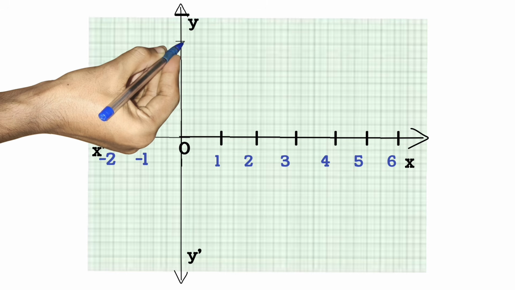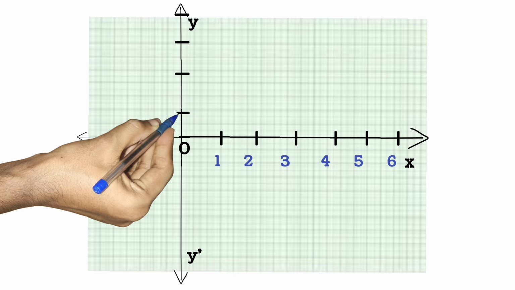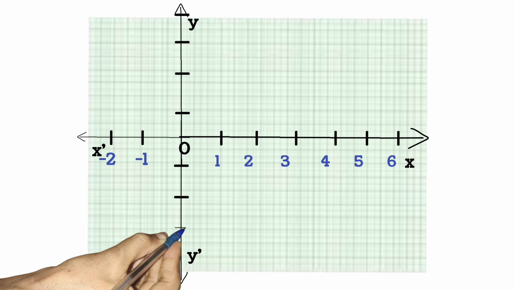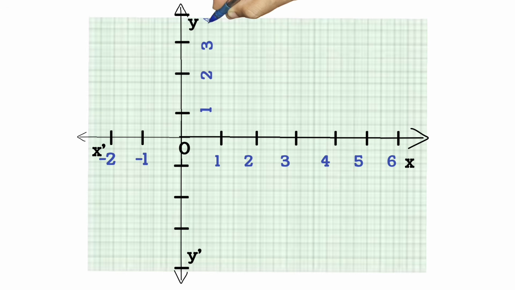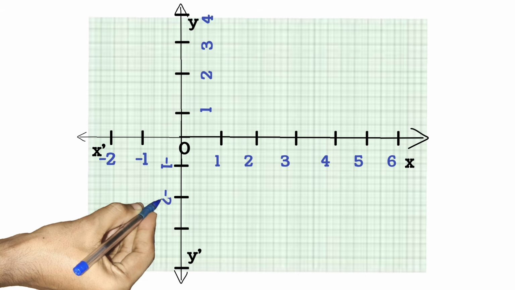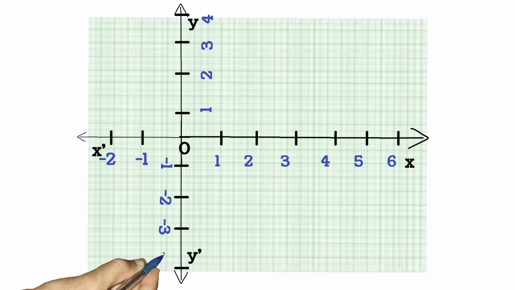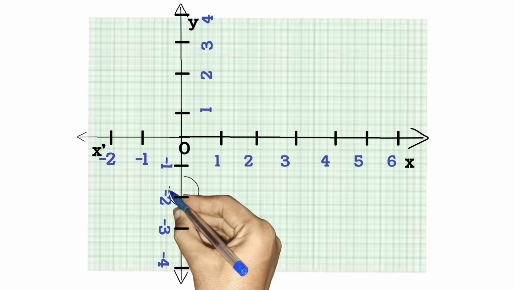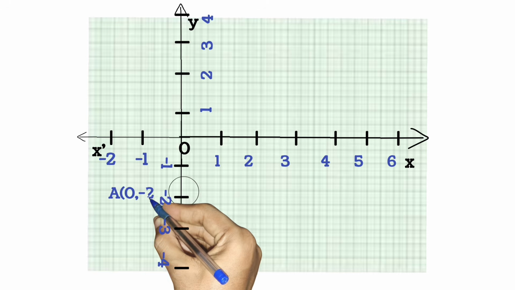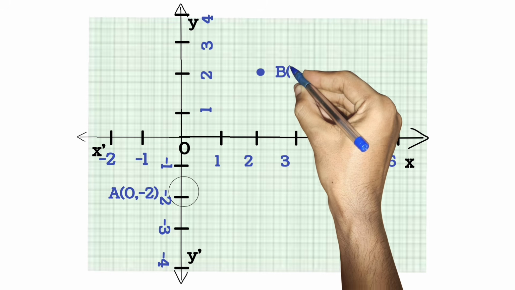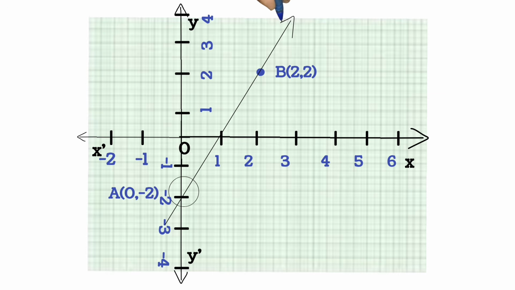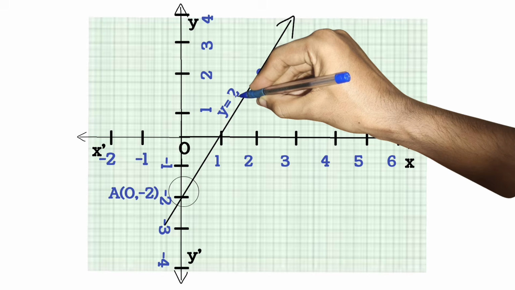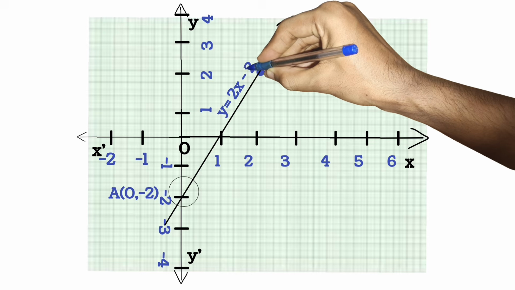Similarly, divide the y-axis with equal divisions of a scale of 1 unit and mark positive numbers above the center O and negative numbers below the center O. Now circle point (0, -2) on the y-axis and name it A, and point B (2, 2) in the first quadrant. Now draw a straight line passing through these coordinates. The straight line represents the equation y = 2x - 2.